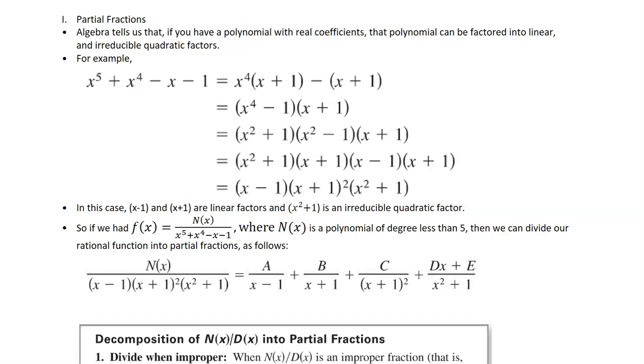So if you had a function that is some polynomial of degree less than 5 with the denominator of this function, then you can reduce this to be some series of either constants or polynomials of degree 1 divided by the different factors here.